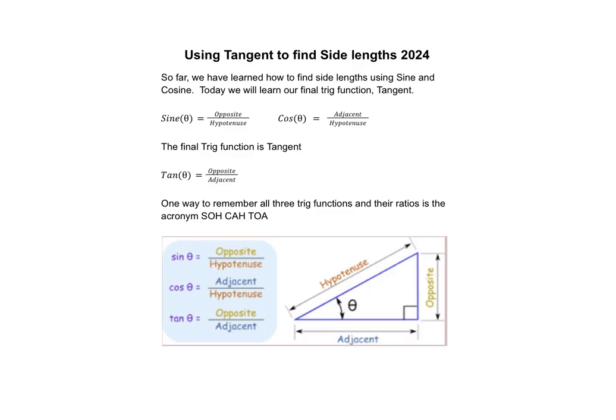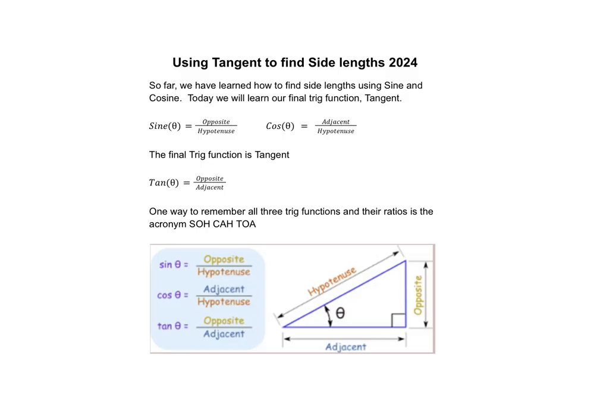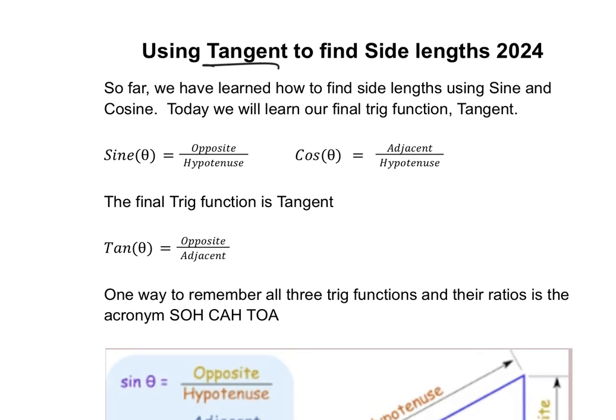Okay, it is time for our last trig function, and that last trig function is going to be tangent. Just a reminder, we did sine of theta. We said that was the opposite side over the hypotenuse.